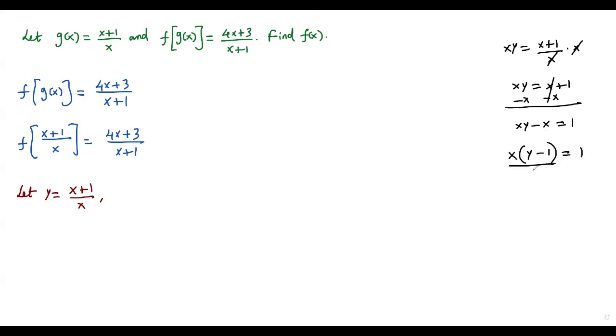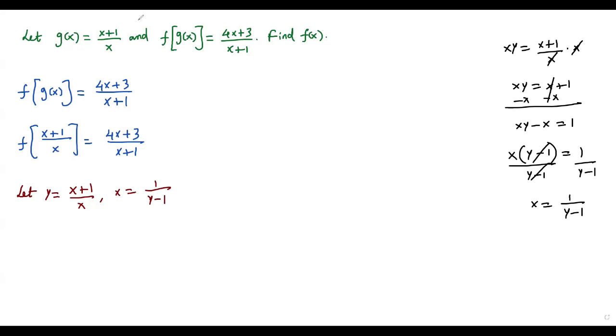Now to solve for x, I divide both sides by (y minus 1). When I do so, this (y minus 1) will cancel. I'm getting x equals 1 over (y minus 1). So I solved for x in terms of y, that is x equals 1 over (y minus 1).